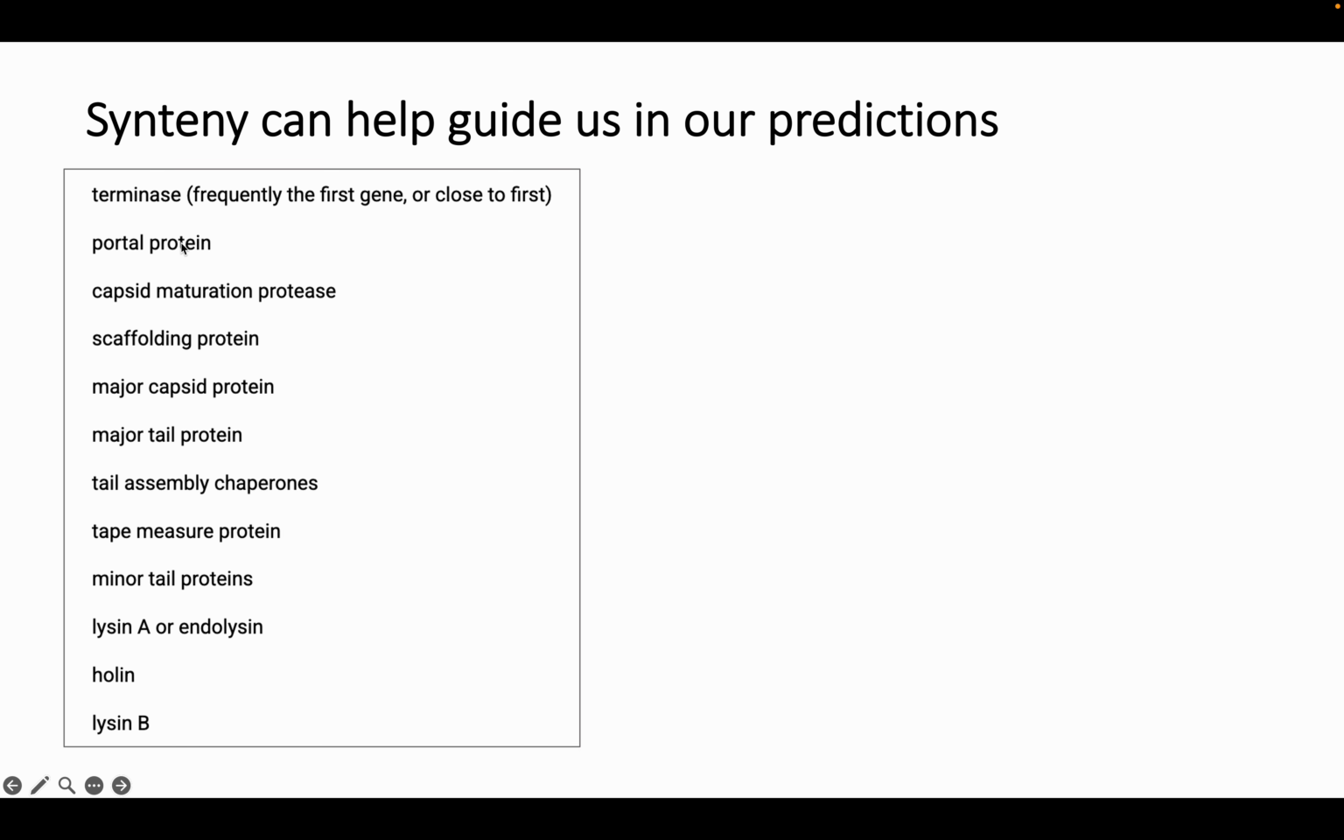And so I'm going to predict that that gene is likely a portal protein because that is the syntenic location for a portal protein. But we can also use synteny in other parts of the genome, maybe not for the entire right arm, but often genes occur in groups if they are all related to the same biological function.